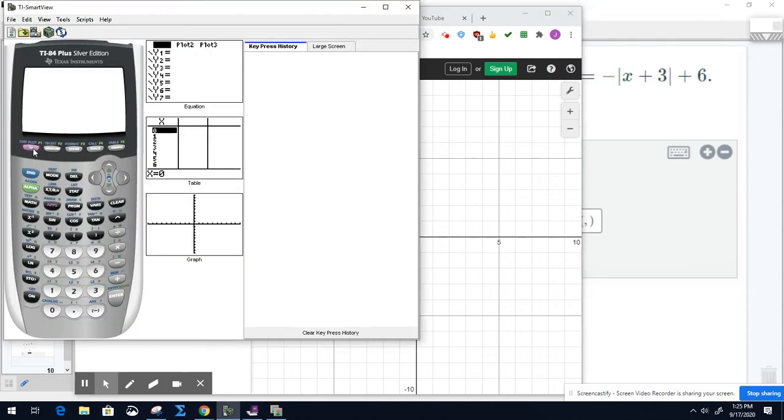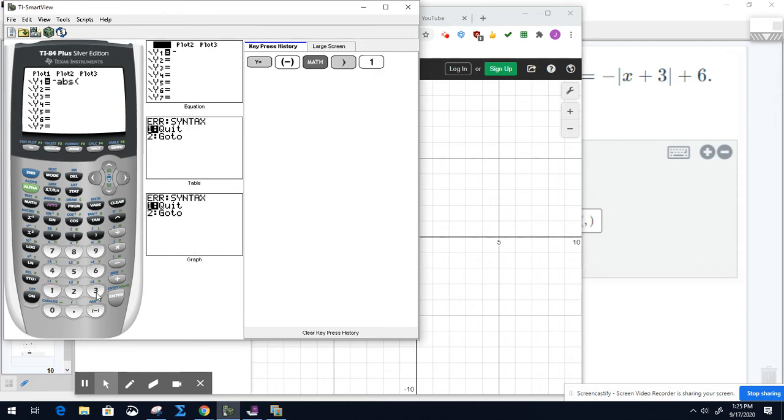Okay, so I'm going to go into my y equals. I'm going to put a negative. I'm going to find the absolute value symbol. Okay, absolute value symbol is this right here. So absolute value of x, it was an x. So for this calculator, x plus 3. I'm going to close the parentheses, which those are the absolute value. And then I'm going to put a plus 6.